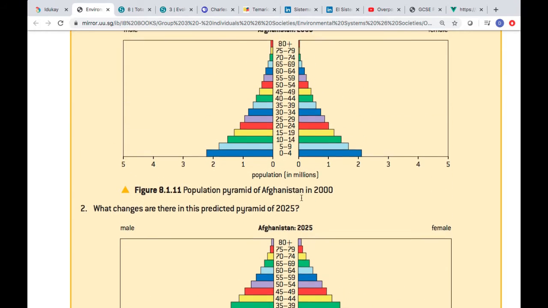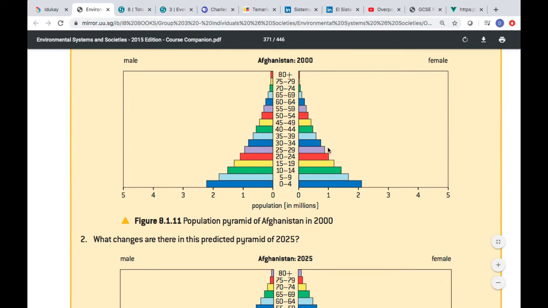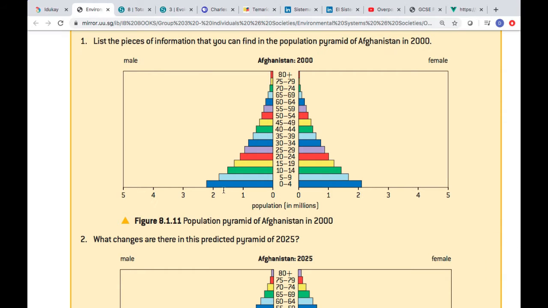What kind of information can you find in a pyramid of population? First, you can see the amount of male and female, so the gender is the first one. Then the age of the people that is being analyzed. We have from 0 to 4, from 5 to 9, and then we have elderly people in this section, 80 and plus.